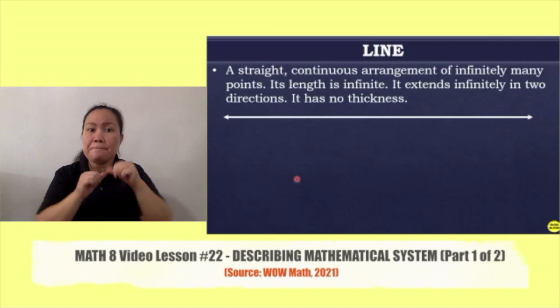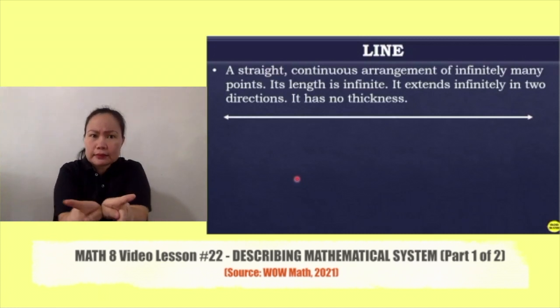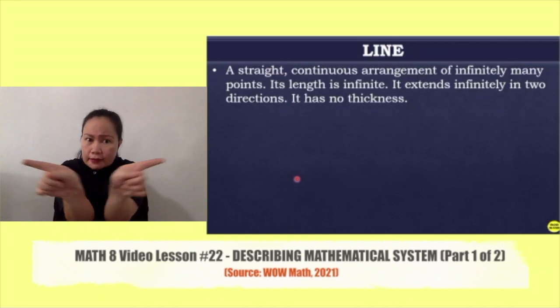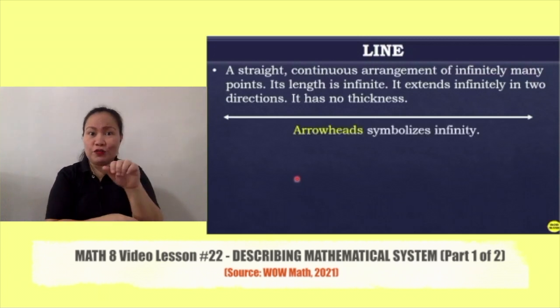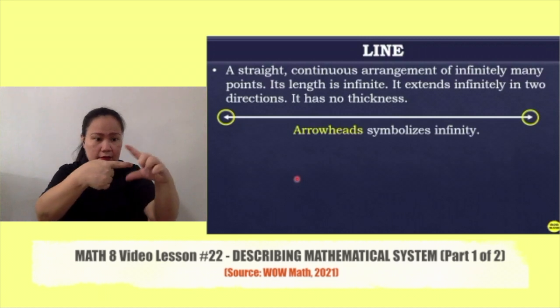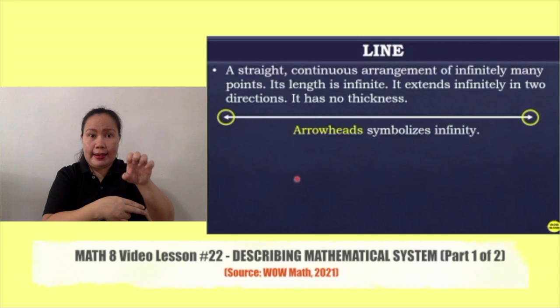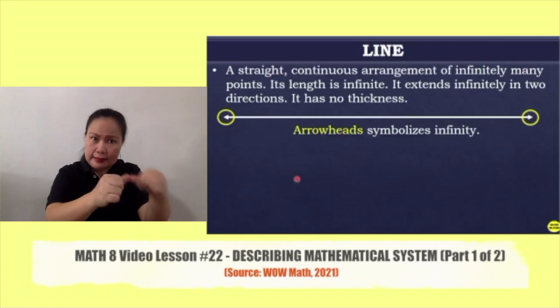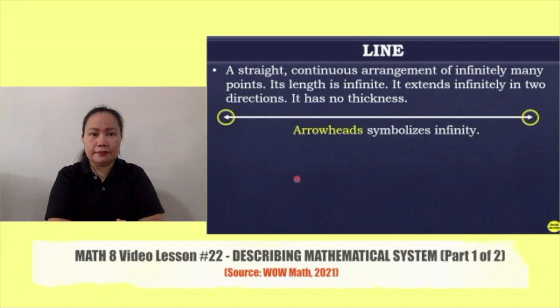Okay? Bakit ang line nag-e-extend? Okay, bakit nag-e-extend siya in opposite direction? Kasi from here, so ayan siya, nag-e-extend siya in both directions because of the arrowheads. So, ito pong mga arrowheads natin, it symbolizes infinity. So, kapag meron po tayong arrowheads both sides, ibig sabihin, extended pa yon. So, hindi unending siya. Hindi natin alam kung saan siya natatapos. Okay? So, that is infinite. So, the arrowhead symbolizes infinity.